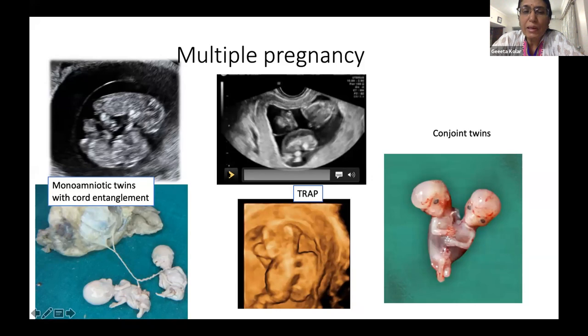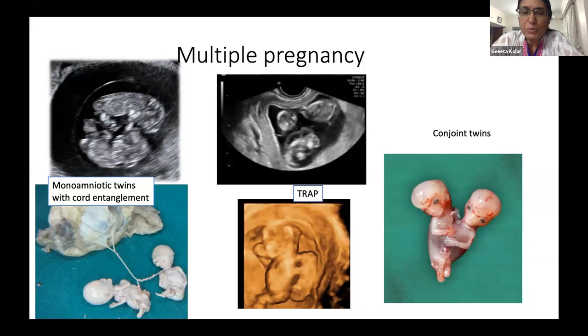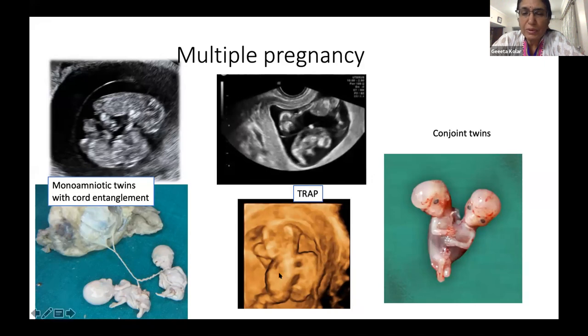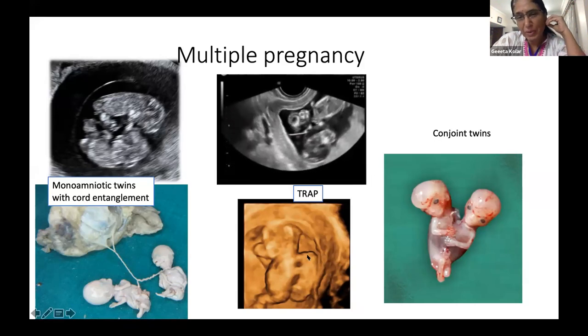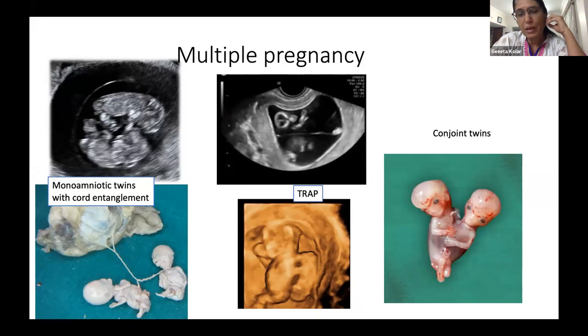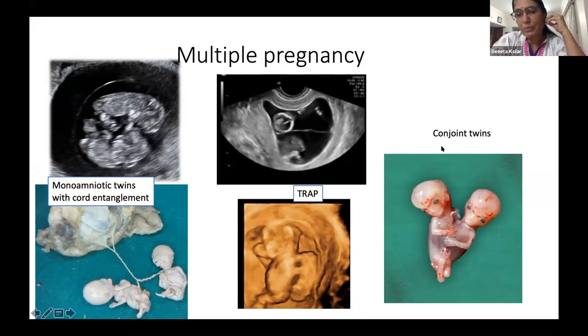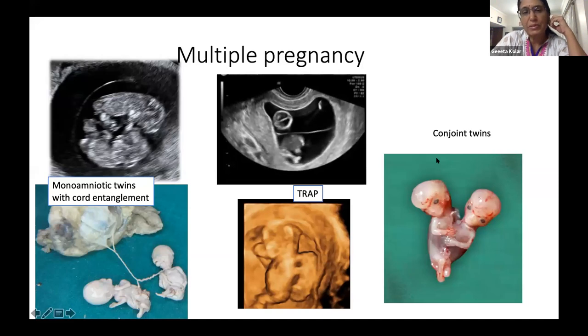And this is a case where we have been able to pick up a TRAP, that is twin reversed arterial perfusion. And you find that this is a normal fetus. This is the pump twin and this is the trap twin. You can pick these abnormalities very early and give options to the couple. This is again our own case of conjoined twins, which was picked up between 11 to 13 weeks 6 days.